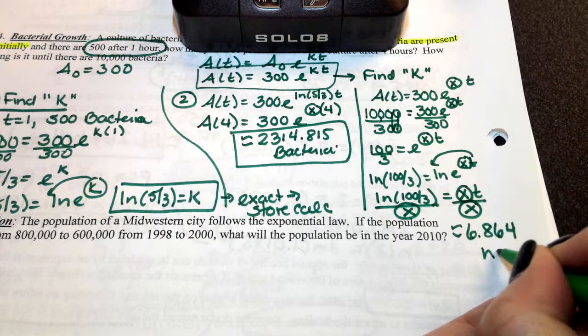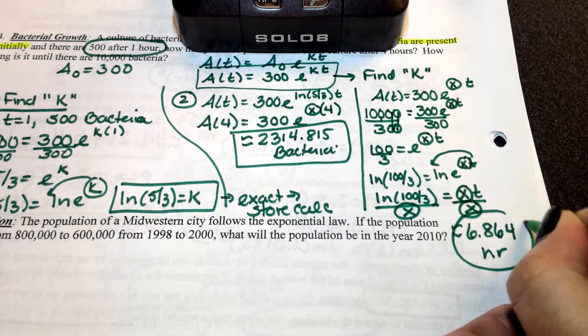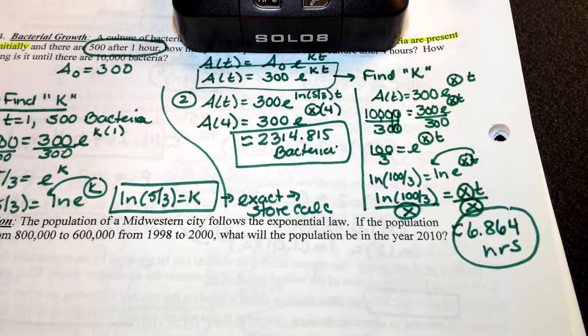Hours. So it's going to take about 6.864 hours to get that 10,000 bacteria. Okay. So like I said, sometimes they won't give you the K value, and you're going to have to find it on your own. So any questions on example 4?